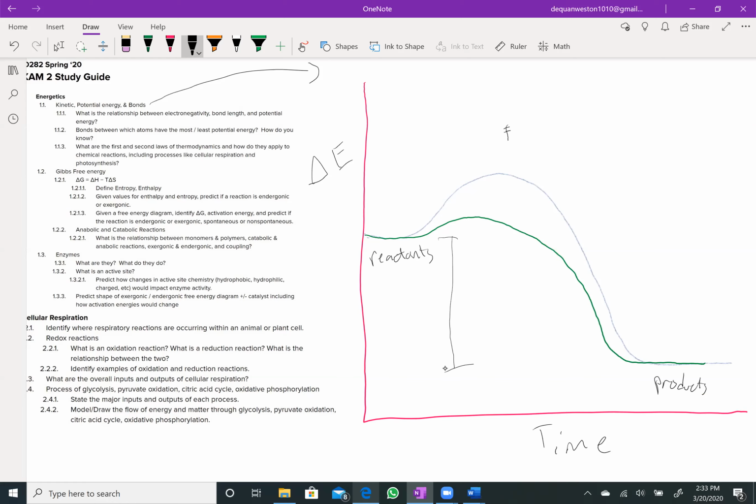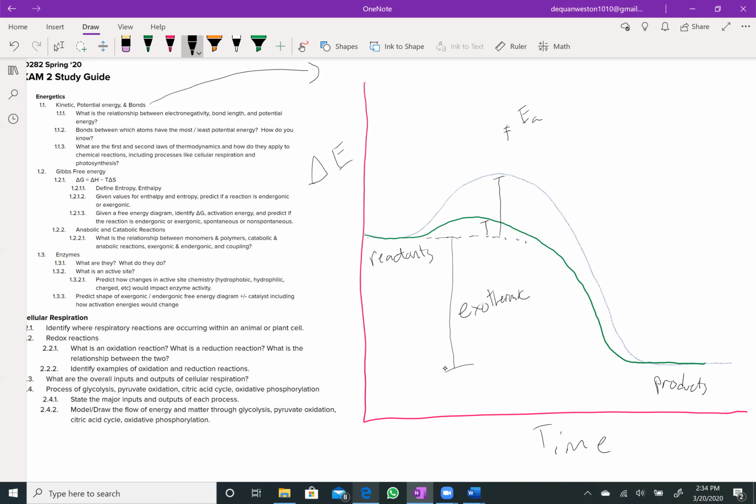What enzymes do is they help lower this activation energy. We have a blue line and a green line. Which line do you think represents the reaction that's happening with an enzyme? The green one. Yes, the green one lowers the activation energy. So this could be our enzyme, and let's say these are substrates. They go in here, and then our product is that.